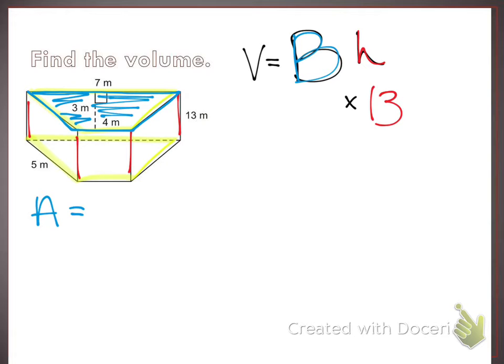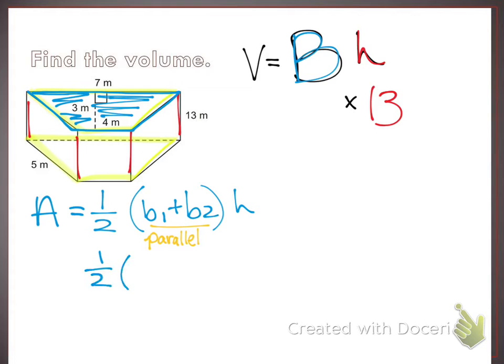What is the area formula for a trapezoid? One half B1 plus B2 times H. What do I know about B1 and B2? They're parallel. Perfect. So, on our trapezoid, what are the two parallel sides of the trapezoid?